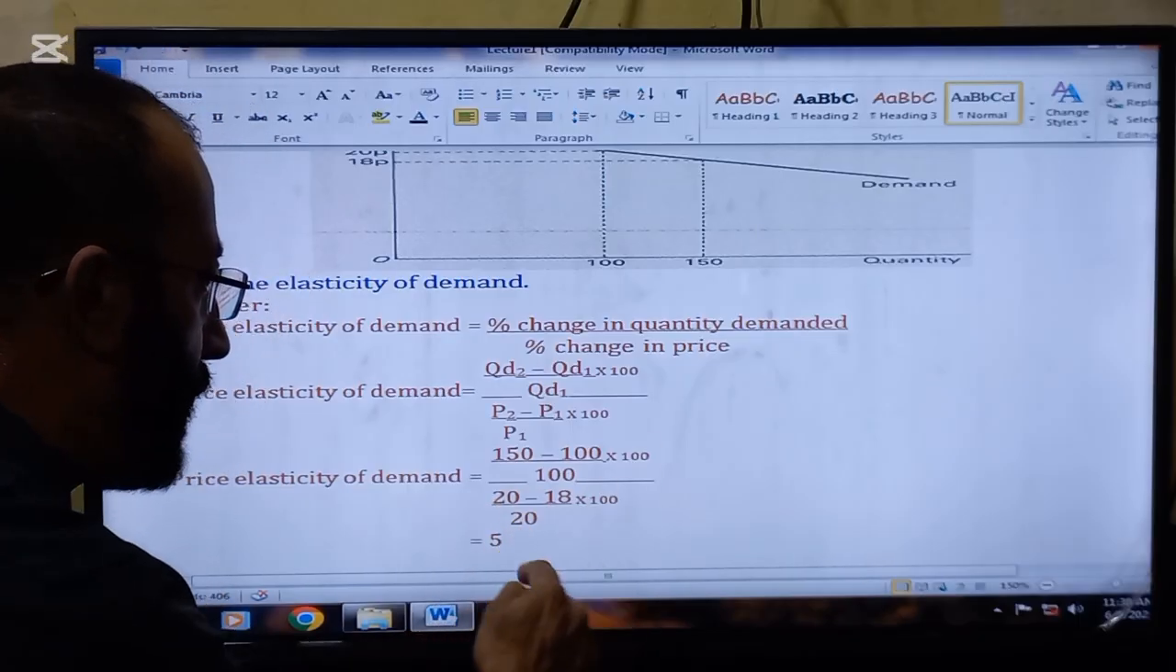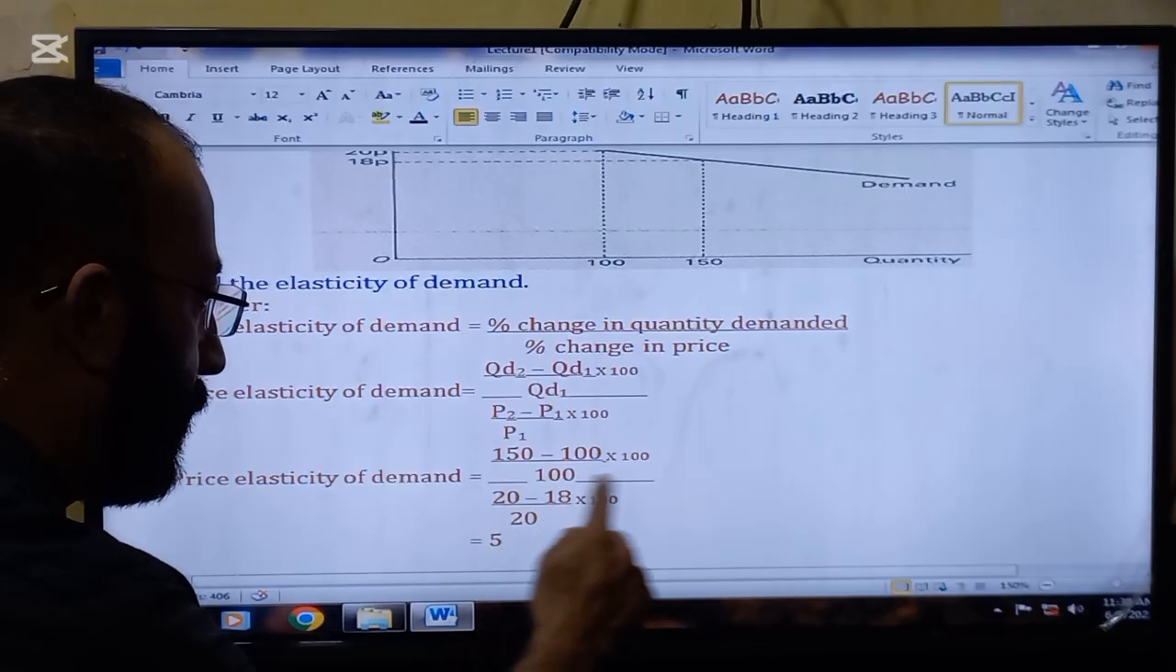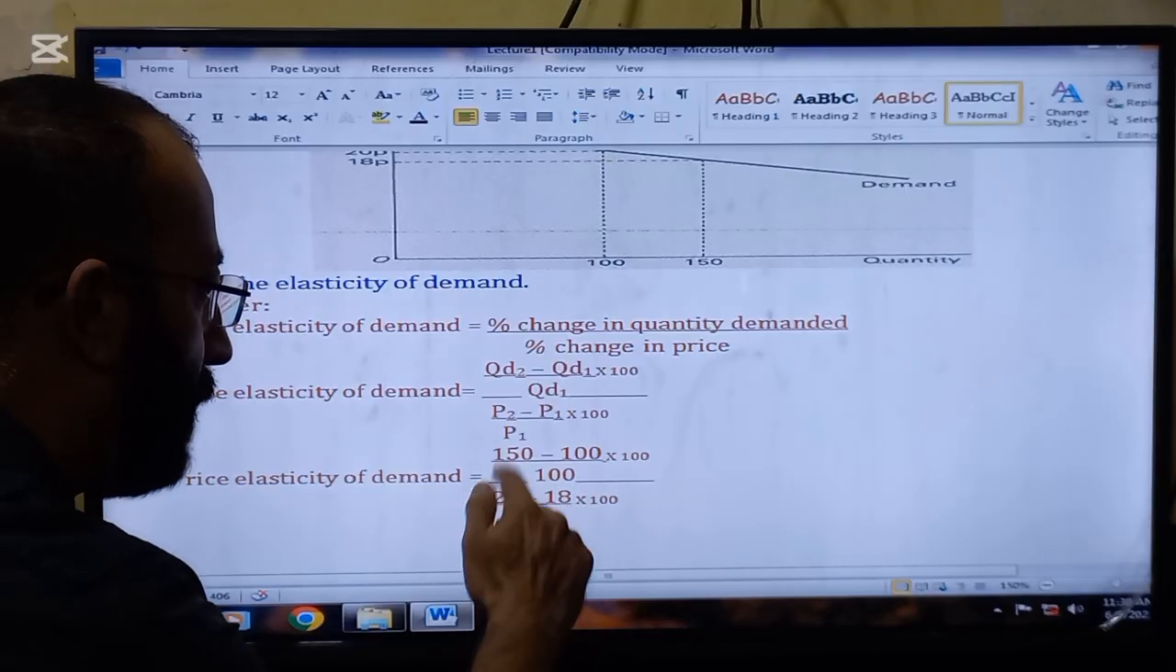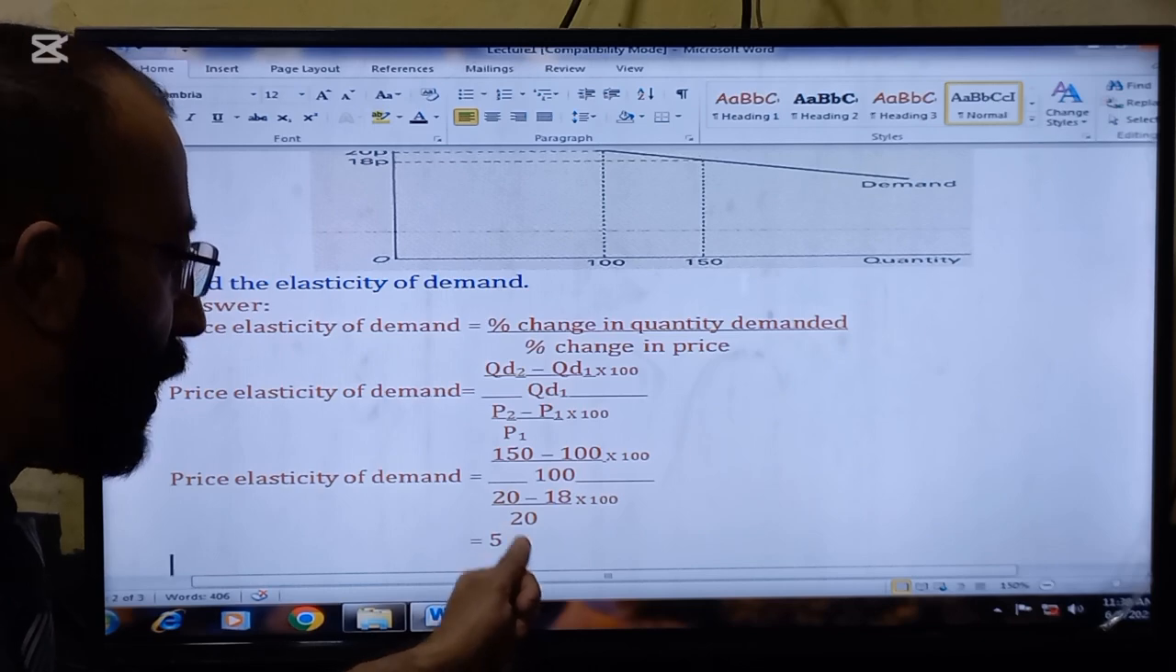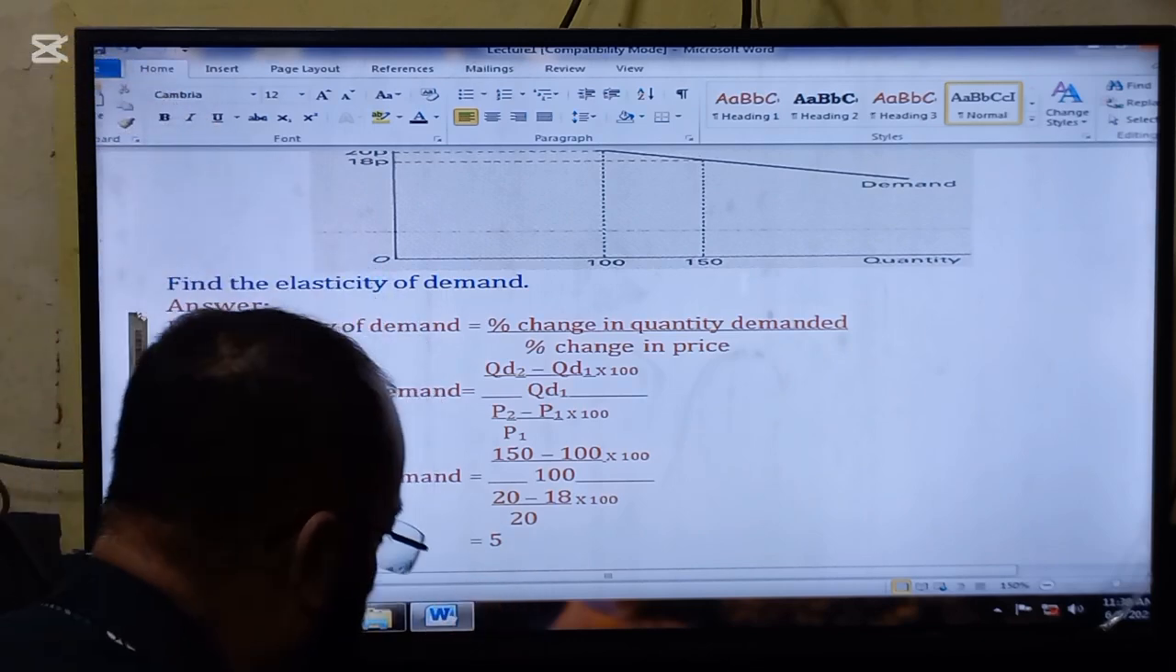This 100 will be cancelled. So 50 over 100 whole divided by 2 over 20. Solve it on the calculator, you will get the answer. Look here, no unit or percentage sign will be written with this.